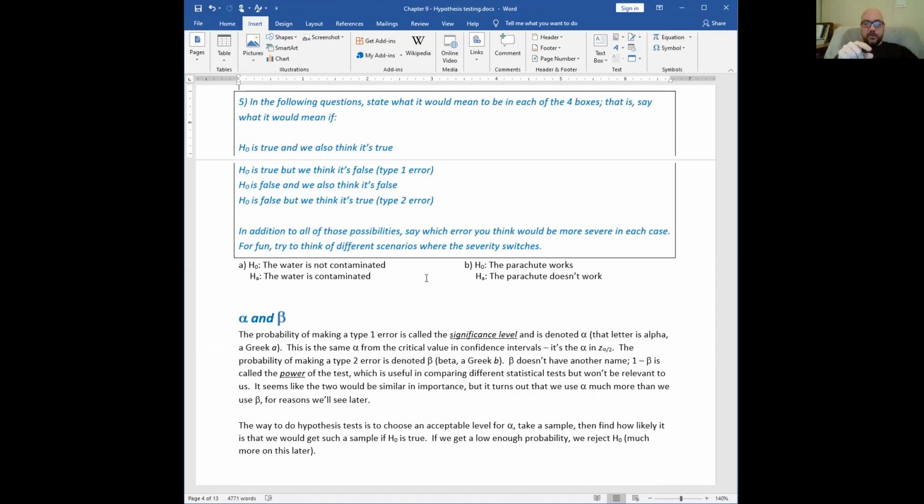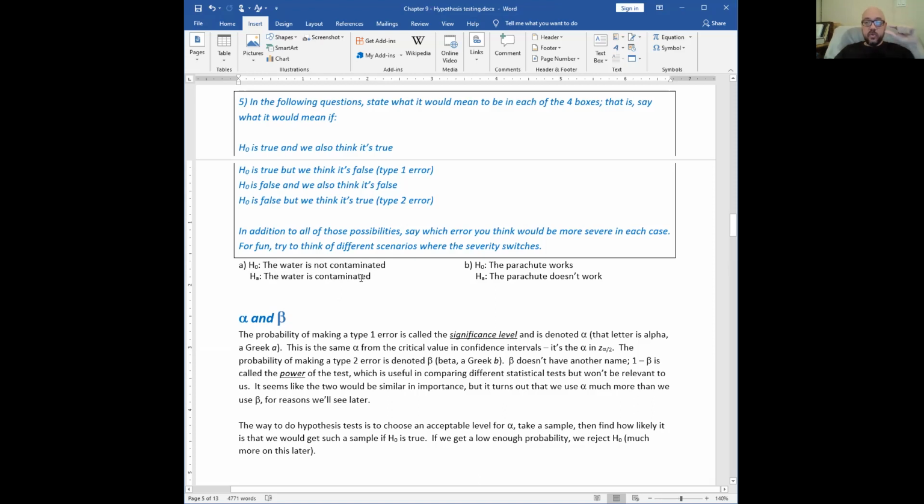For a type 1 error, that would mean that we reject the null hypothesis incorrectly. That is to say, we think the alternative is true, but it's not. The null is actually true. So a type 1 error means we think that the water is contaminated, but it's not, and so we don't drink it. Really, probably no harm done. Maybe we were extra thirsty, and that's kind of a shame, but nothing too bad.